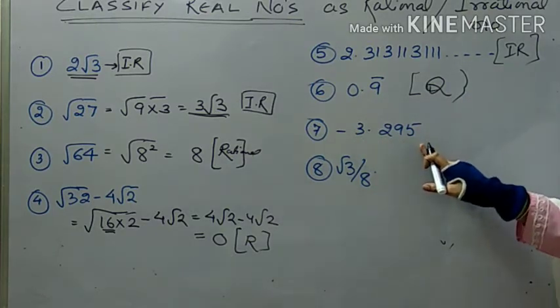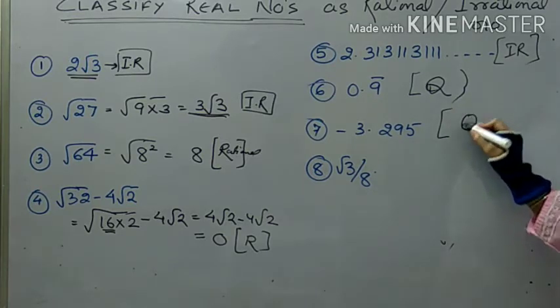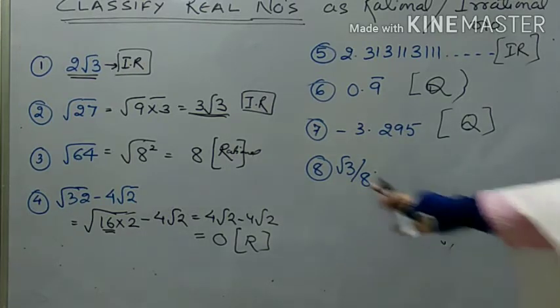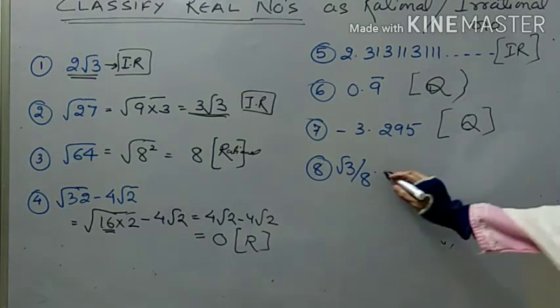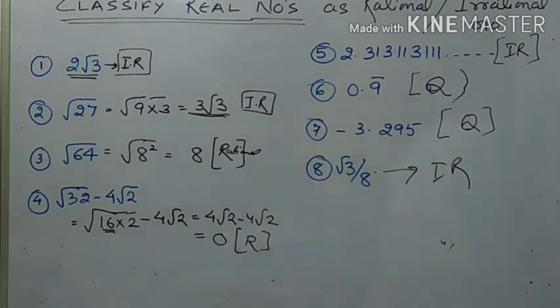Minus 3.295, terminating. So it is a negative rational number, hence it is a rational number. Root 3 by 8, just now in the properties of the irrational number, we have learned when a irrational number is divided by a rational number, the product is irrational. So in this way, we can classify real numbers as rational and irrational numbers.